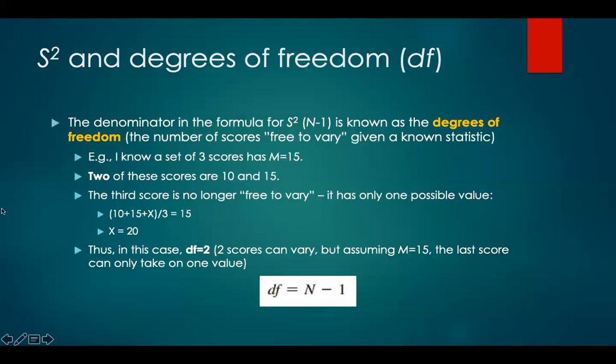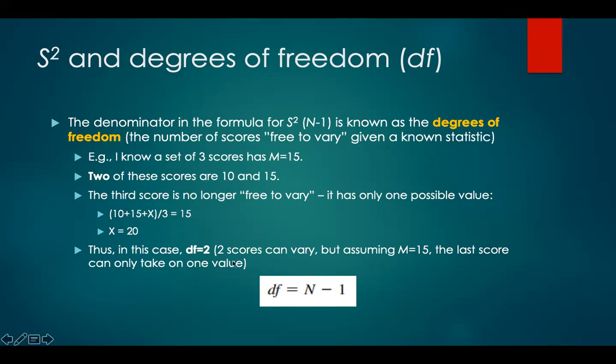Now, the denominator in this formula for S squared, n minus 1, is known as the degrees of freedom, or the number of scores that are free to vary given a known statistic. So for example, I know a set of scores has a mean of 15, and I know that there are 3 scores. I also know that 2 of these scores are 10 and 15. Now, since I know these 3 pieces of information, the third score is no longer free to vary. It is only one possible value, which is 20, because 20 is the only number that when added to 10 and 15, and divided by 3, will equal 15.